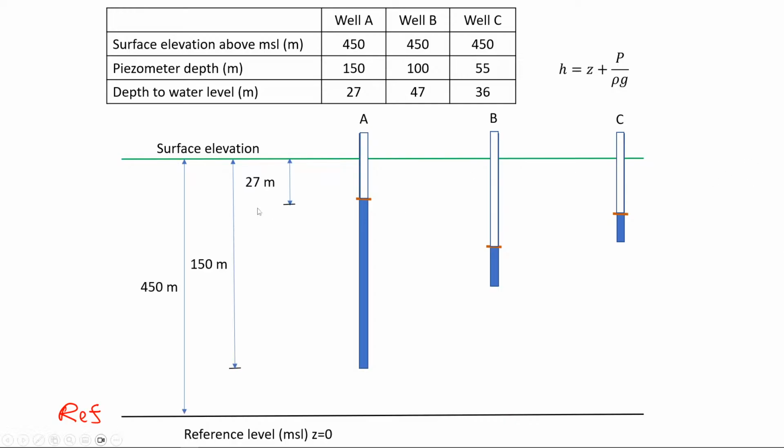And here, let's look at these one by one. This is the depth to the water level. Here I put my water level meter, and then I measure, like, 27. So that would be the 27 here. Piezometer depth, this is where the piezometer is installed, like 150. And then the surface elevation, that would be above mean sea level.